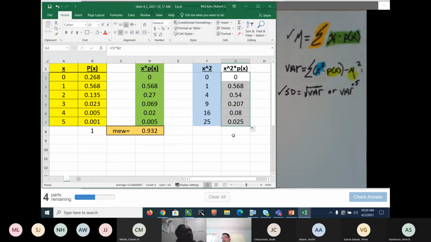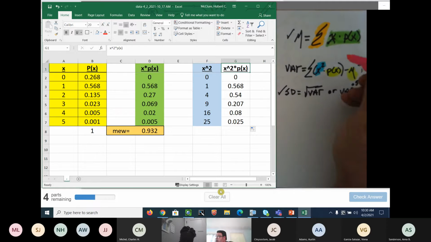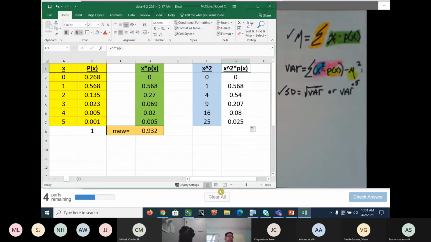All right, now I want everybody to do your x squared times P of X. I want everybody to do that right now. And I'm going to highlight that in pink. So we just did this right here in pink. So I'm going to highlight this column pink.